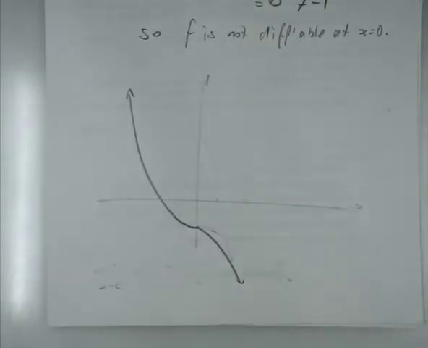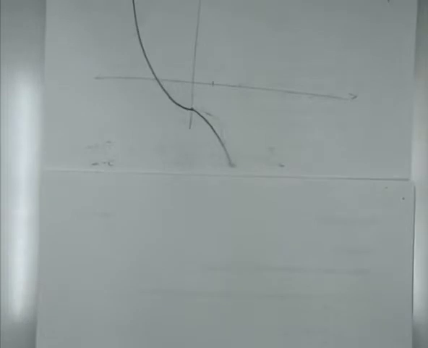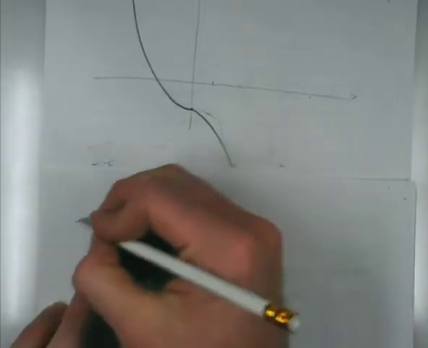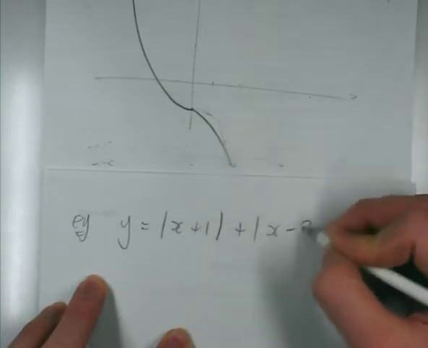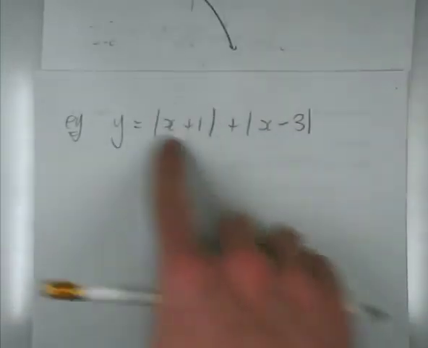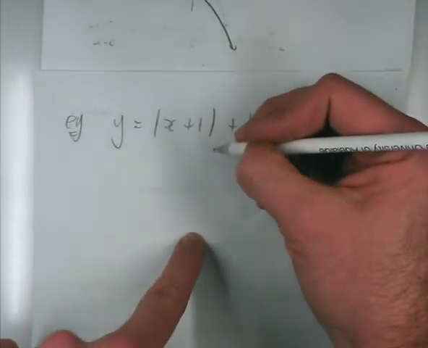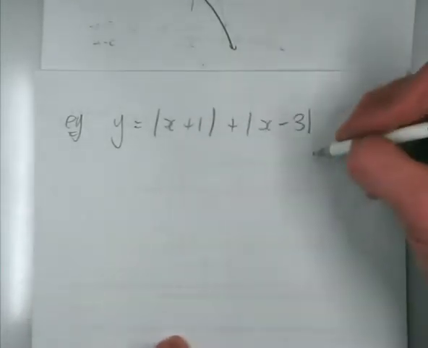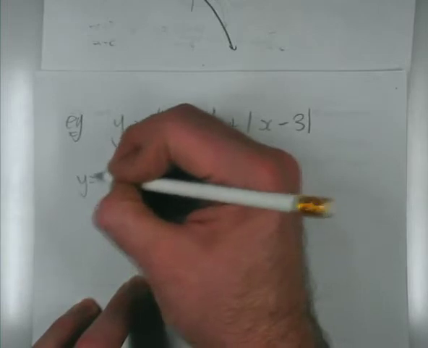So, just worth pointing out that any graph that has a kink will be not differentiable at that point. In particular, mod x or mod anything will be not differentiable at the places where it's equal to 0. So, that function there, this function looks like that, and the place where it turns is x equals minus 1. This function looks like that, and the place where it turns is x equals 3. So this is what this function looks like.